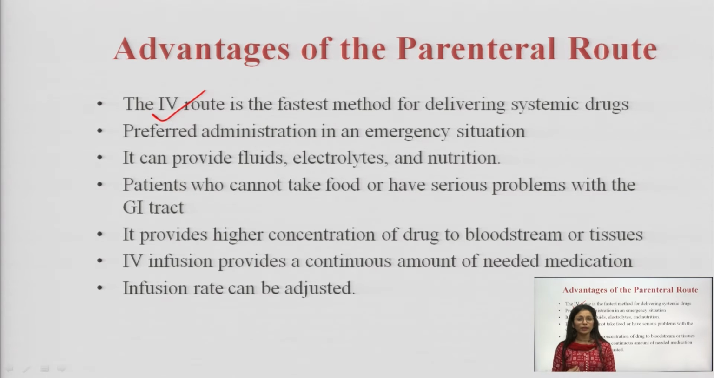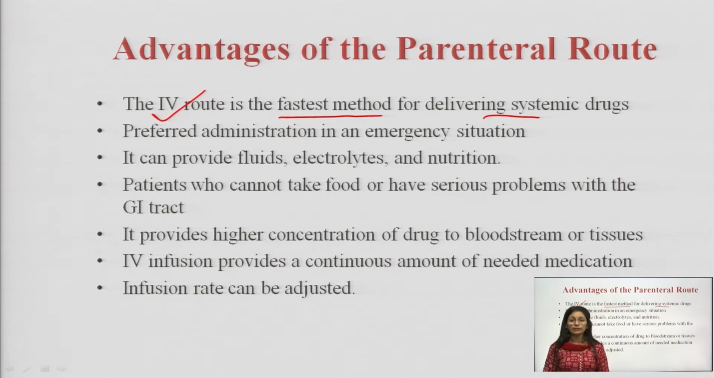Because the drug that we administer through the parenteral routes goes directly into the systemic circulation. I told you that when we take a tablet, it gets inside the body and takes a prolonged time to get absorbed. But when we directly administer the drug inside the systemic circulation, absorption is fastest. That's why it is called the fastest method for delivering systemic drugs. Okay.